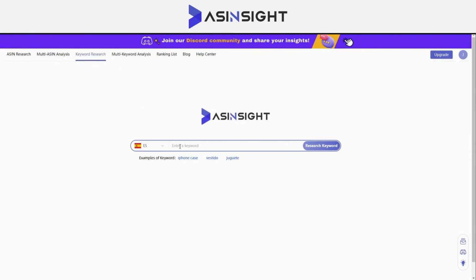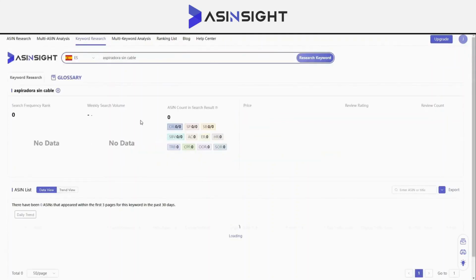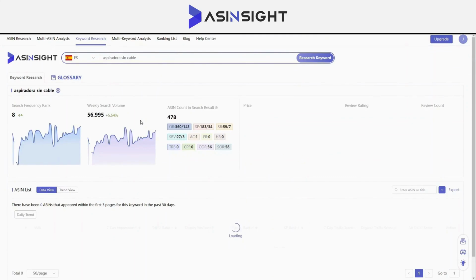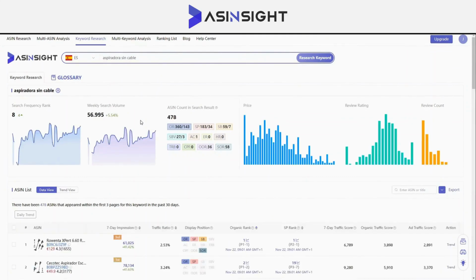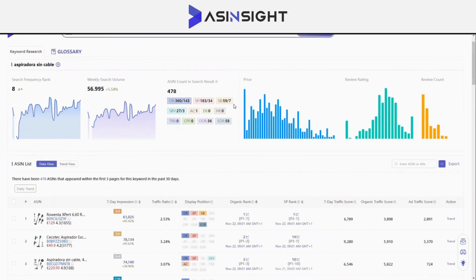And here I could put, for example, cordless vacuum, to continue with what we were seeing. It also gives us an analysis of the SERP, of the search results. For this keyword, it tells us the search frequency, the monthly search volume, everything we can find within the results. It has found 360 ASINs in organic results, 183 in sponsored products, and 59 in sponsored brands.